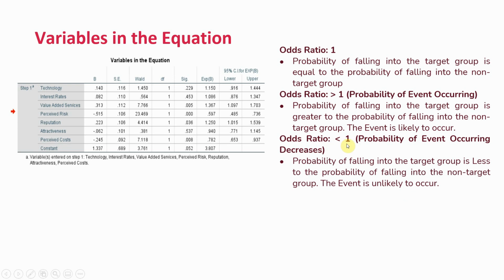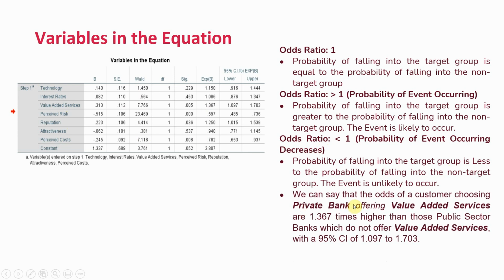So for odds ratio less than 1, there is less probability of event occurring, or the probability of event occurring decreases. So the probability of falling into the target group is less than the probability of falling into the non-target group. The event is unlikely to occur based on these variables.